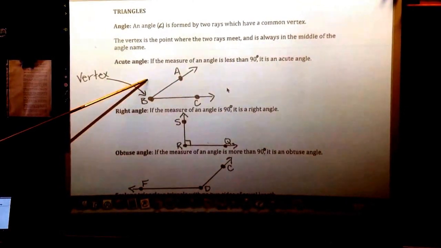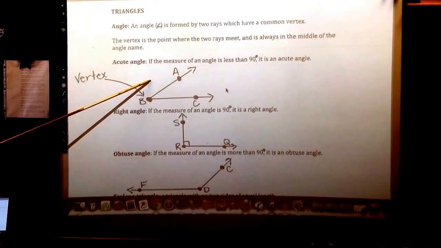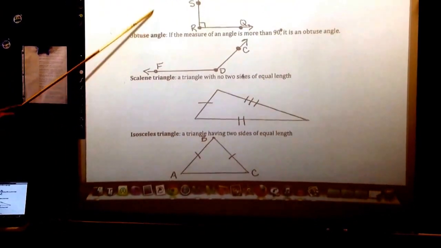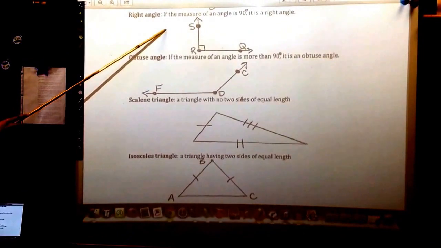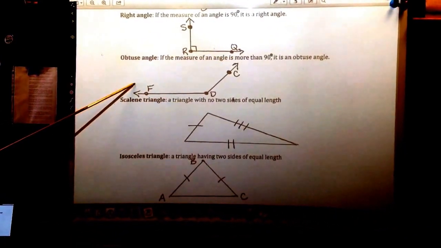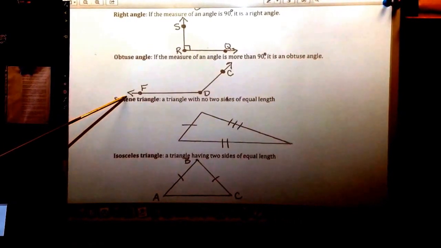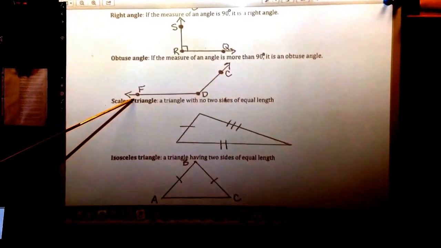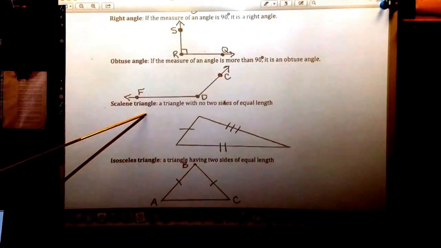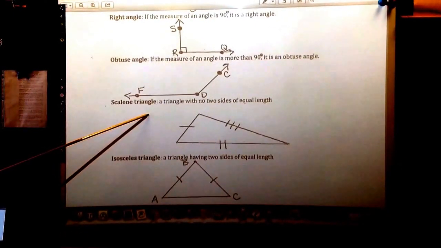If the measure of an angle is less than 90 degrees, it is an acute angle. A right angle: if the measure of an angle is 90 degrees, it is a right angle. This is an example of a right angle. And an obtuse angle: if the measure of an angle is more than 90 degrees, then it is an obtuse angle. A scalene triangle is a triangle with no two sides of equal length.